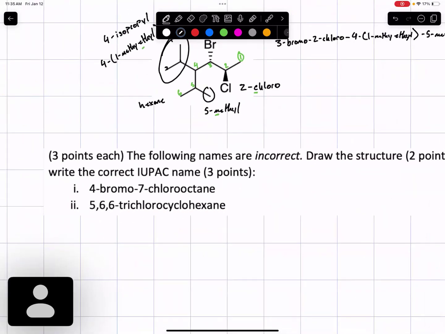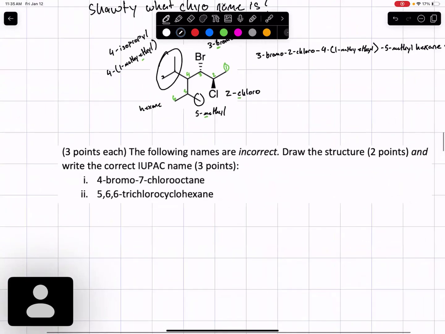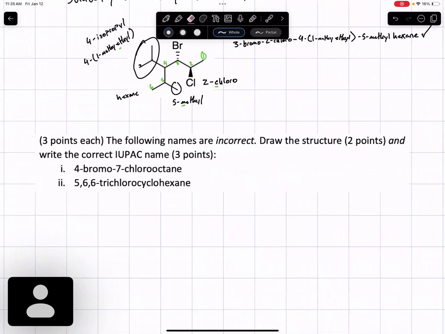Now here, this is a little bit more complex. These answers are incorrect. Somebody tried to name this structure, and here's the tricky part: I don't give you the structure. So somehow I need to understand why this structure is incorrect, or why the name of the structure is incorrect. So we automatically know that we have 8 carbons, right?